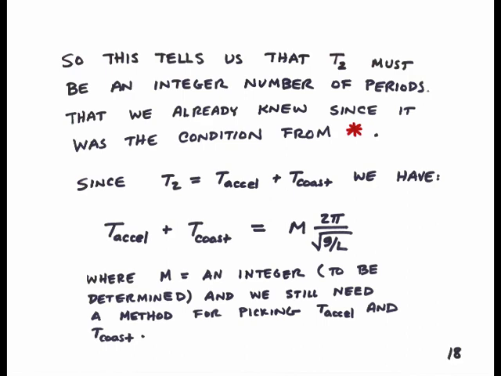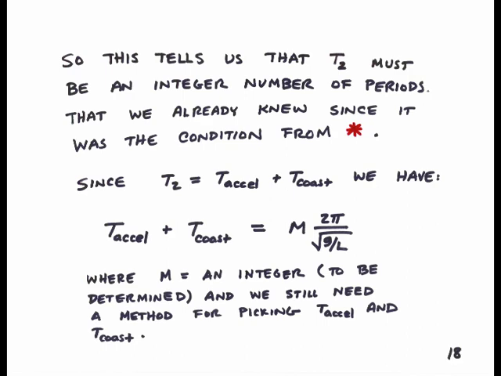Now you should remember that t2 is equal to t acceleration plus t coast. So we have this result. T acceleration plus t coast equals m times 2 pi over square root of g over L. That is the condition for y of t to be 0 for all t greater than t3. That is the condition where the load has no sway after the trolley has stopped.